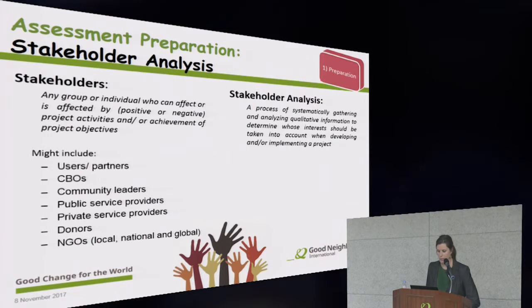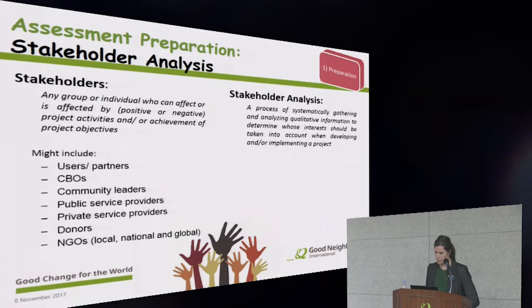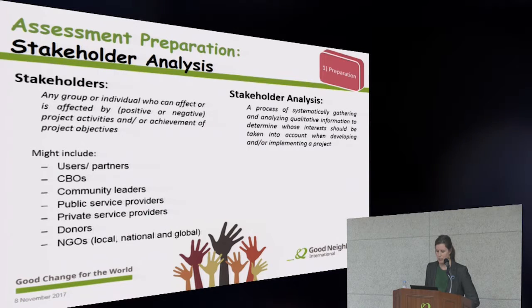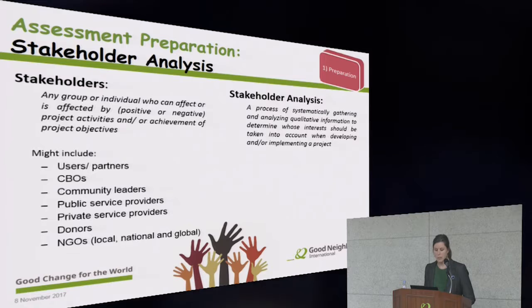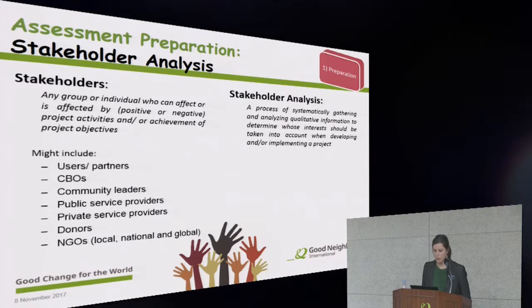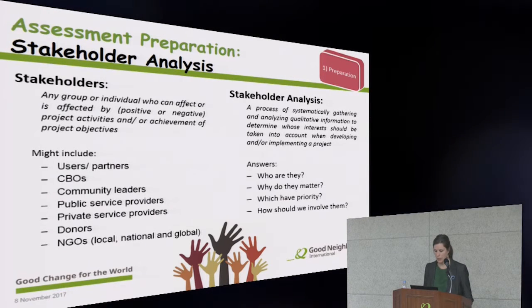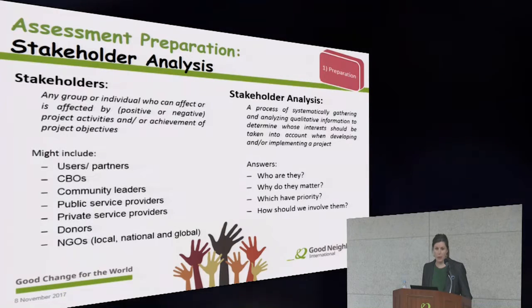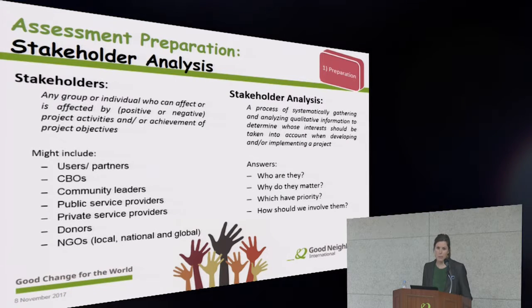So a thorough stakeholder analysis should be conducted very early in the project cycle. A stakeholder analysis is a process of systematically gathering and analyzing qualitative information to determine whose interests should be taken into account when developing and or implementing a project. So it answers, who are the stakeholders? Why are they important for our project? Which ones have the priority? And how and when should we involve them in our project?